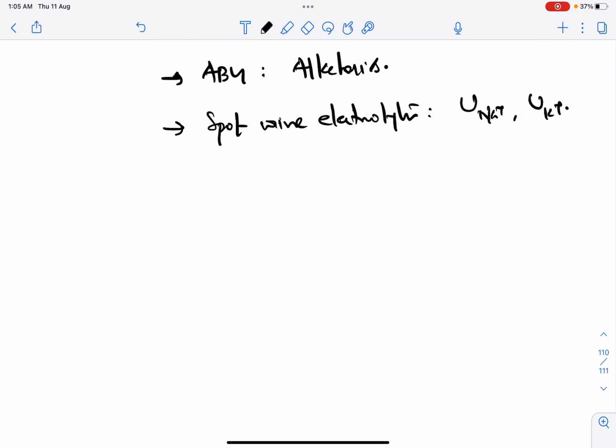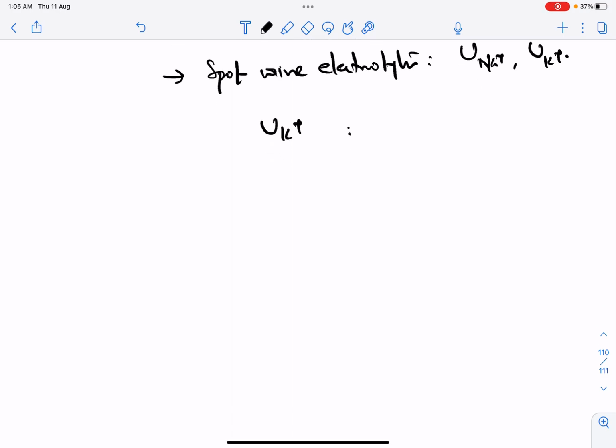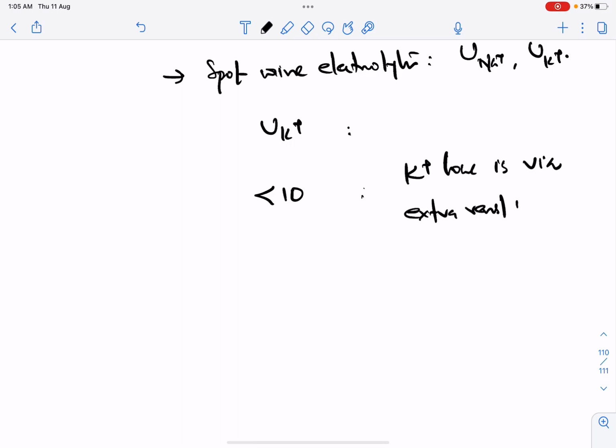Okay, now how to interpret the urine potassium? You look for the urine potassium value, and if it is less than 10, the potassium loss is not through the urine. There is some extra-renal mechanism for potassium loss. That is the interpretation. Potassium loss is via extra-renal mechanism, that is other causes like transcellular shift or GI loss, or due to decreased dietary intake, etc.